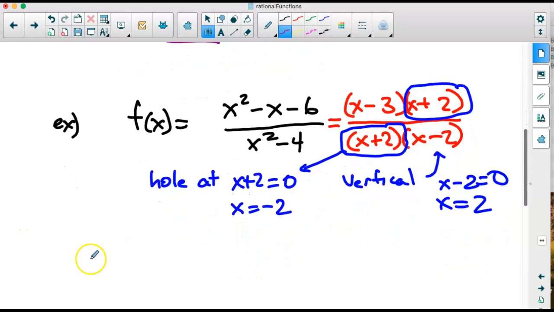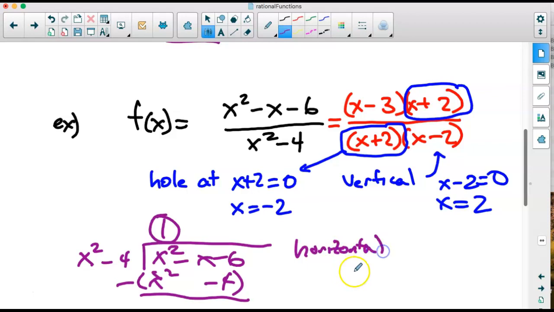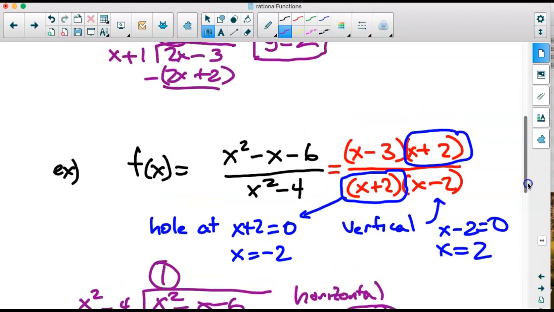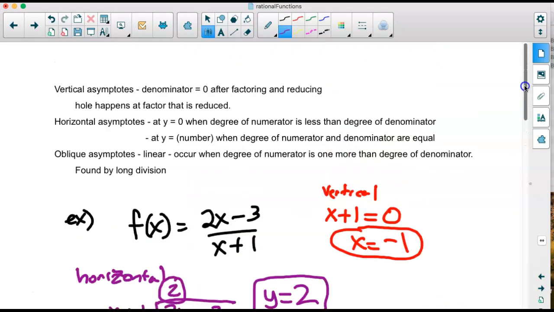Okay, so if we were to divide this, x squared minus 4 divided into x squared minus x minus 6, that would go in one time because we have x squared minus 4. We don't need to do the division, really. We just need to know what this number is. So my horizontal asymptote here is y equals 1. Now, if we had a degree less, like if I had an x on the top here and x squared on the bottom, that would just be y equals 0.